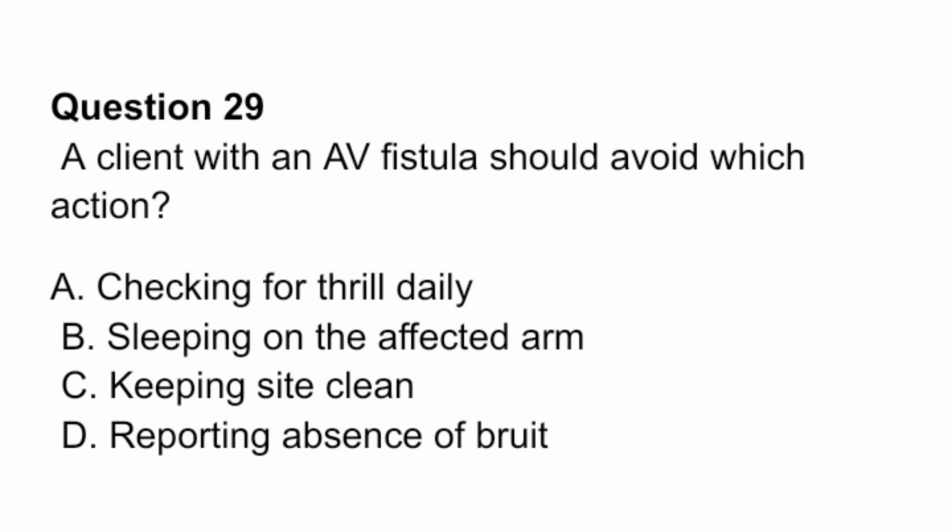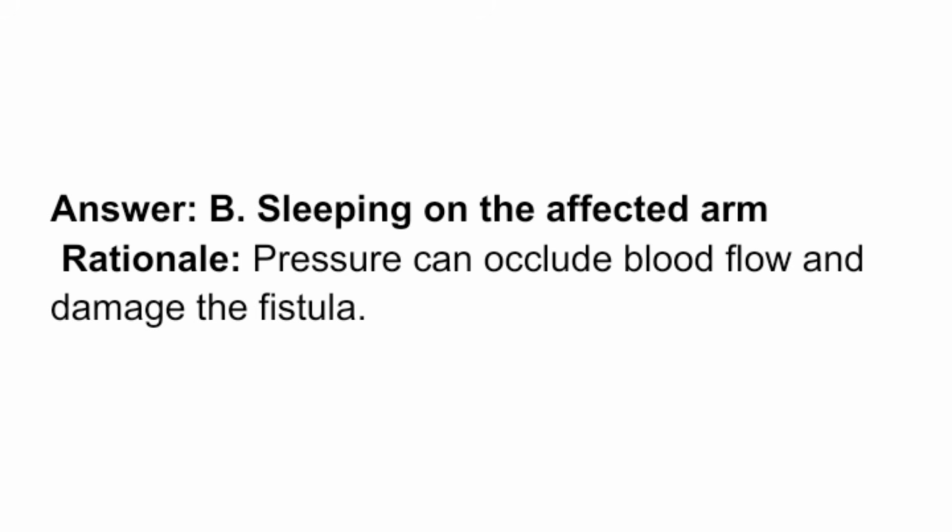Question 29. A client with an AV fistula should avoid which action? A. Checking for thrill daily. B. Sleeping on the affected arm. C. Keeping site clean. D. Reporting absence of bruit. Answer: B. Sleeping on the affected arm. Rationale: pressure can occlude blood flow and damage the fistula.